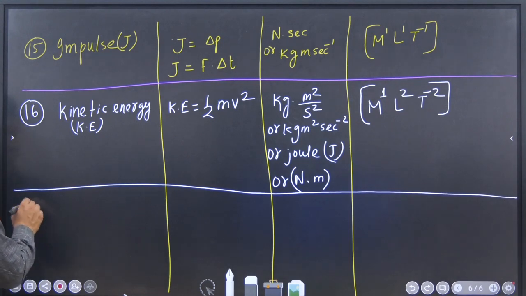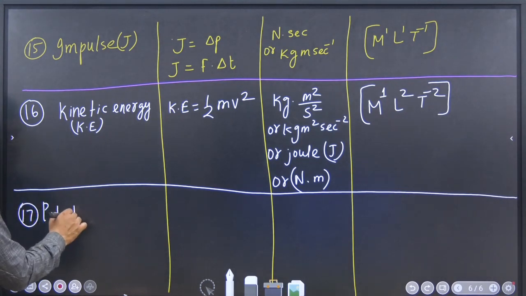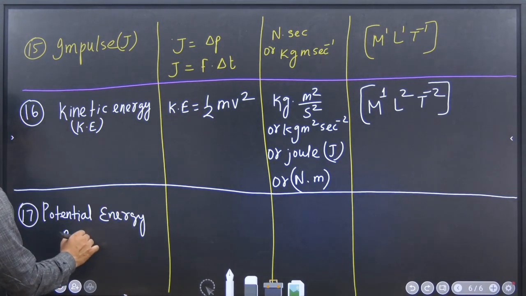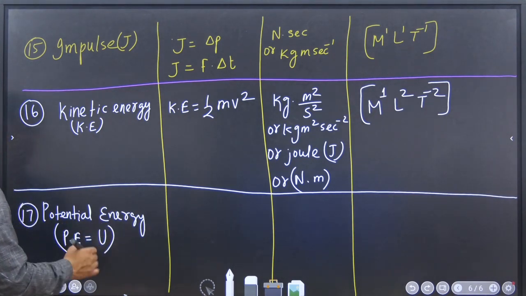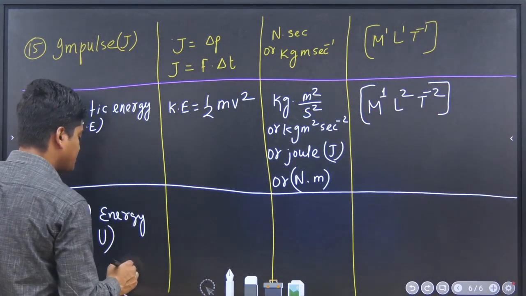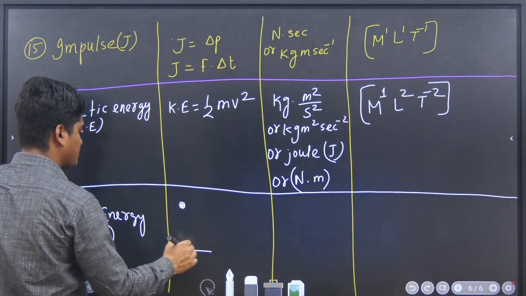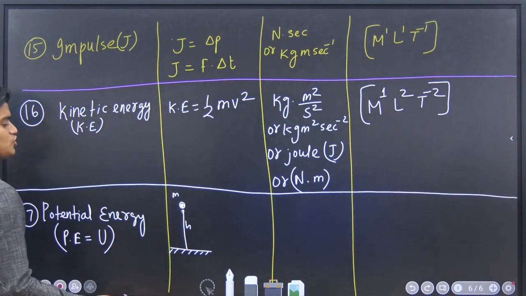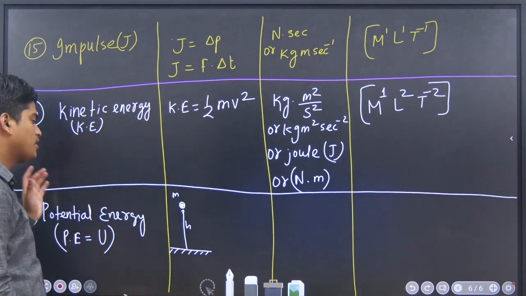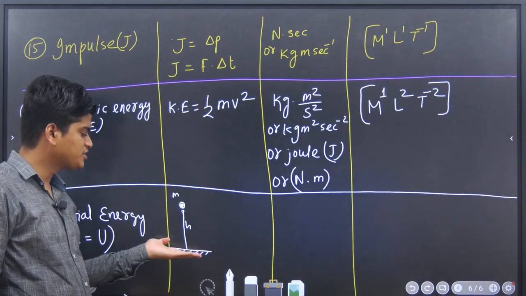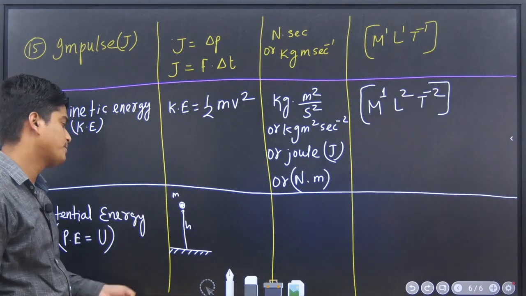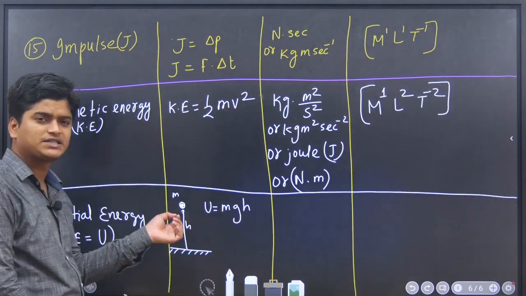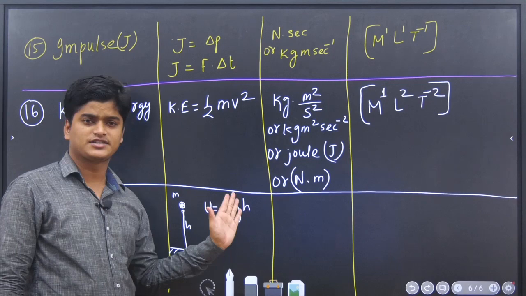Now 17 comes. Similarly, if I write potential energy, you can write it as PE, or sometimes it is given the symbol U. So what is potential energy? Suppose one object is at a certain height. This height is h, and this mass is m. The energy possessed by the body due to this configuration, since it is shifting its position, is potential energy, called mgh: mass times acceleration due to gravity into height. That is your gravitational potential energy.